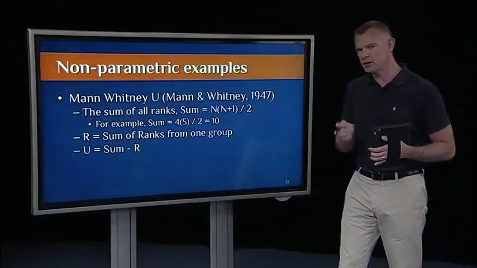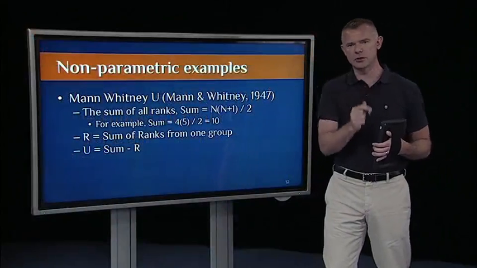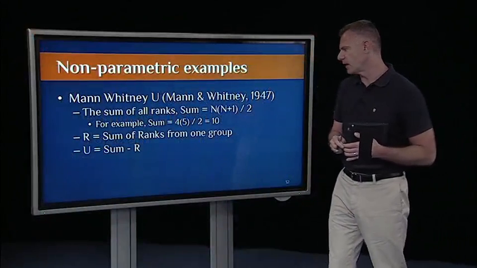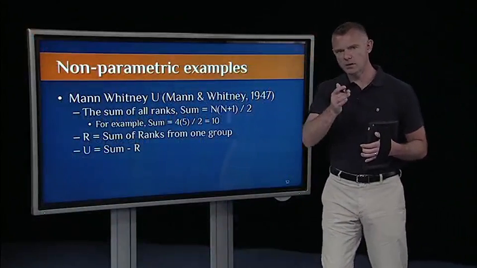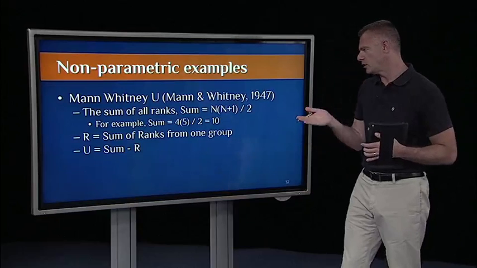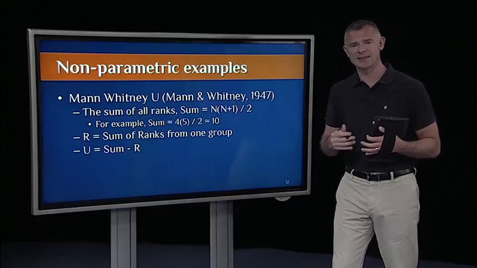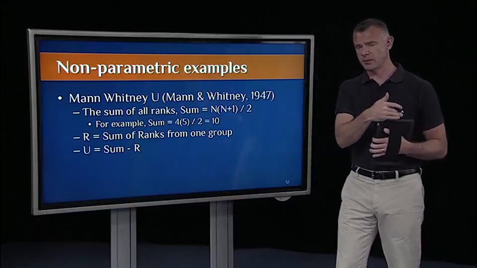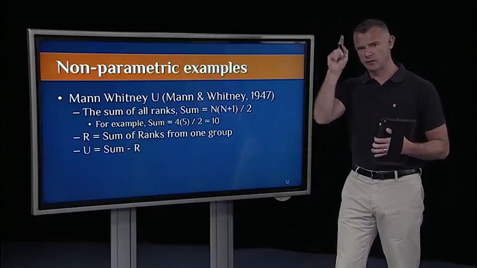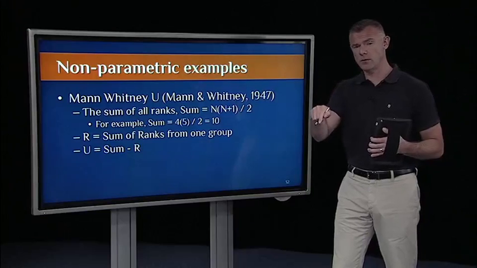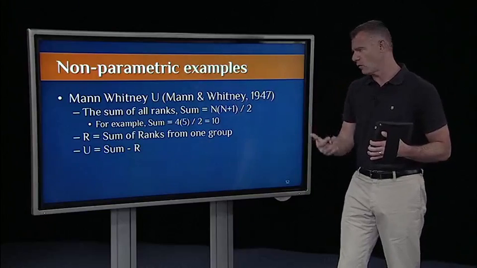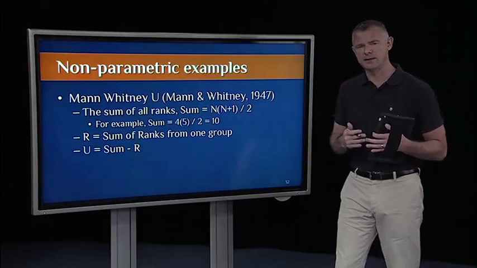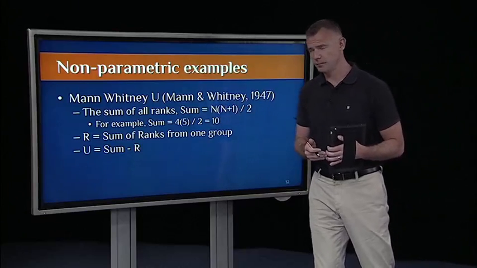So for example, if we just had 4 raters like I just showed you in the paired samples case, then it's 4 times 5 divided by 2 equals 10. 10 is the highest possible sum we could get. And that's what we got in the second example I gave you. The ranks were 1, 2, 3, and 4. Sum 1, 2, 3, and 4, you get 10. That's the highest possible sum we could get.